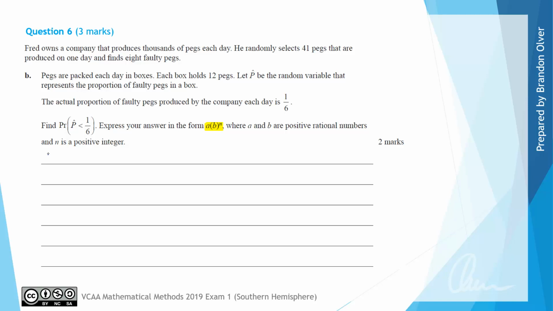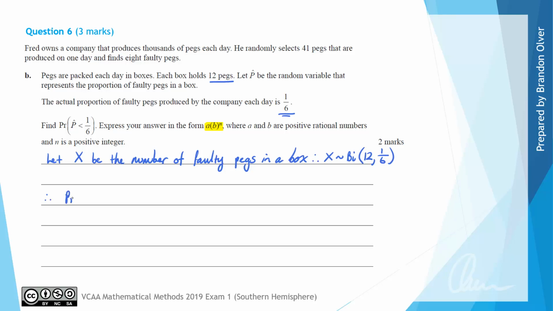For this question, the first thing I'm going to do is let capital X be the number of faulty pegs. Therefore we know X is distributed binomially with n is 12, because that's how many pegs are in each box, and a probability of them being faulty is 1/6, because we're told that's the overall proportion of faulty pegs produced by this company.